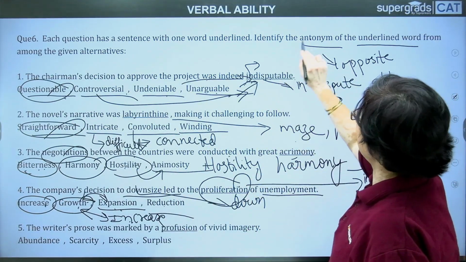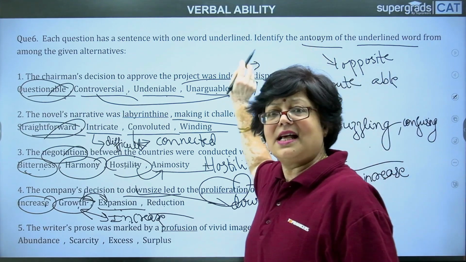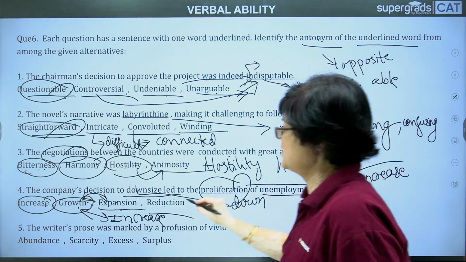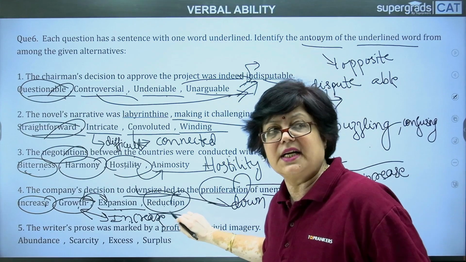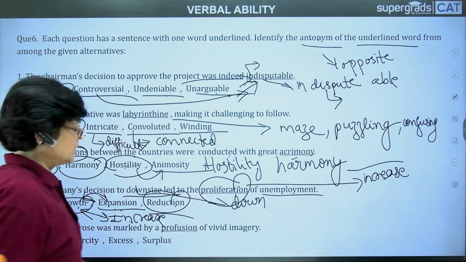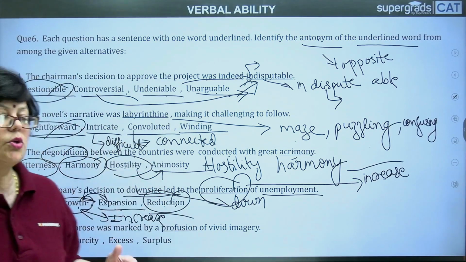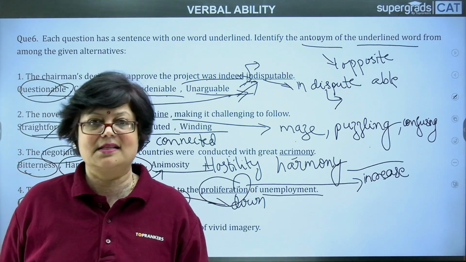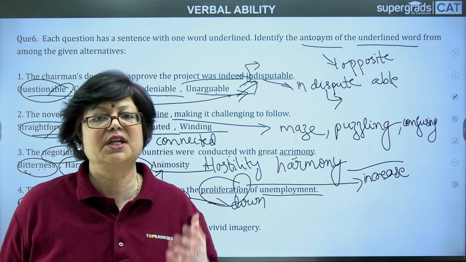What is the question asking us to do? The question is asking us to find out the antonym, which is reduction. So antonym is reduction. Reduction is the correct answer. The correct antonym of proliferation is reduction. And we have to choose the best option out of the given answers. Okay, so in this way, we have to proceed with our reasoning.